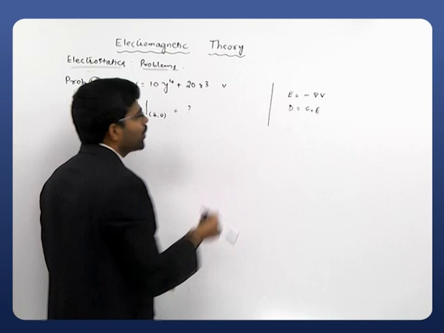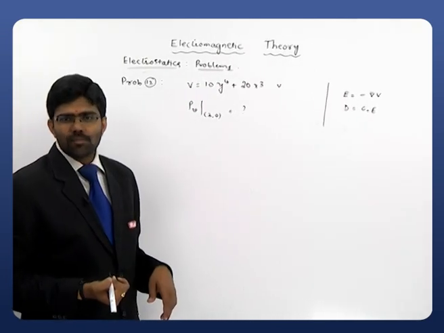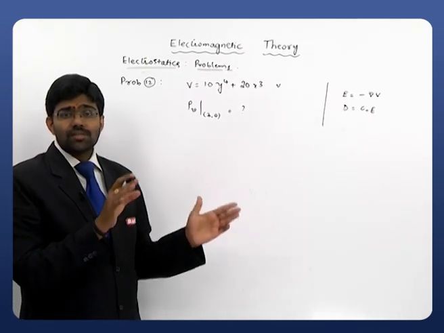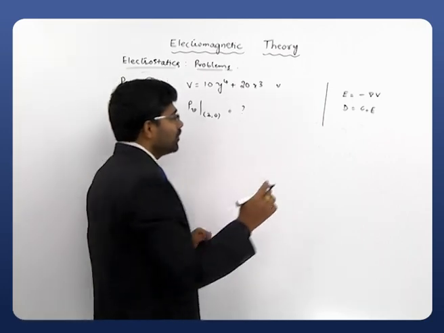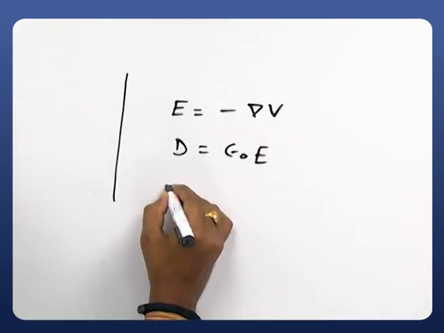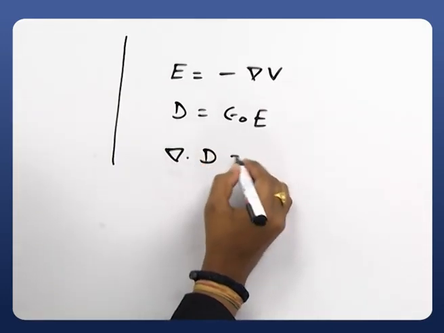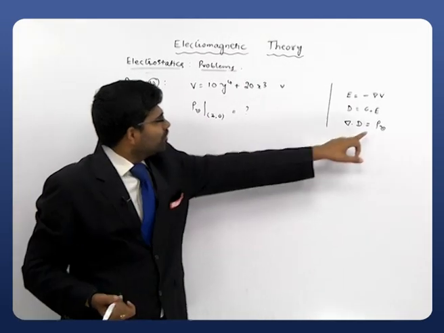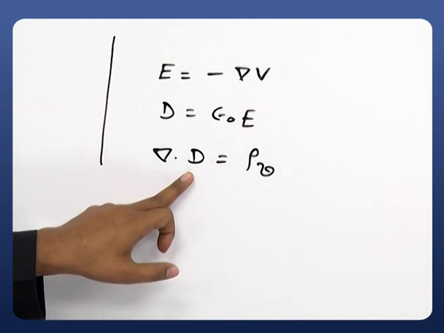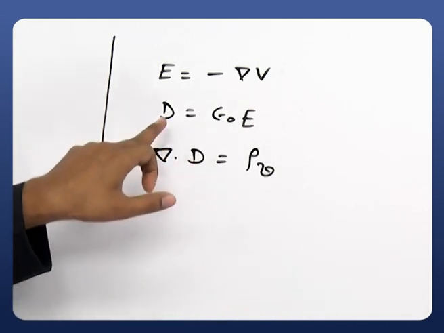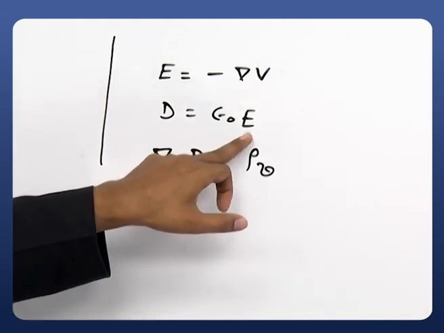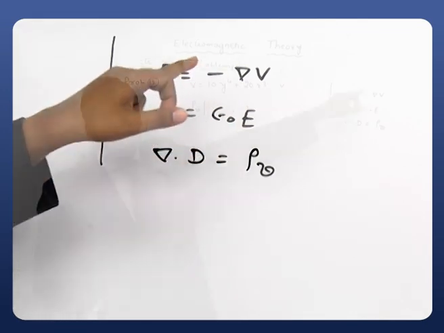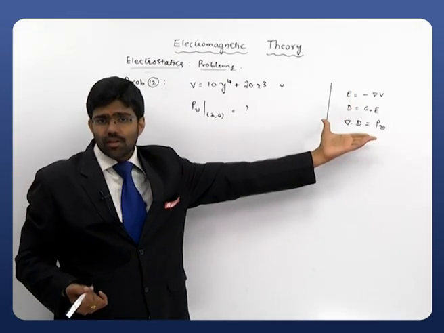Since it is given in free space, you can write that one as epsilon naught E. And we have a relation between this D and rho V, from our classic Gauss law, del dot D is equal to rho V. So volume charge density can be calculated using this D, but we have no D. Instead of D, what we have is E, but E can be calculated from the potential V. So substitute in that particular equation only.